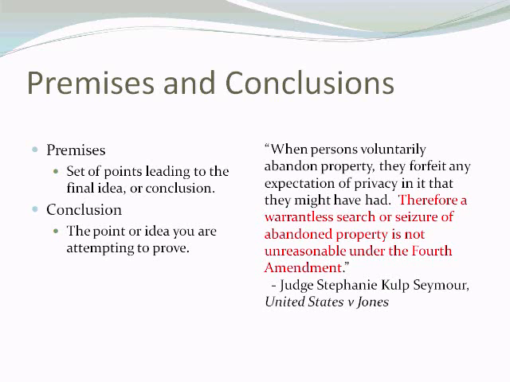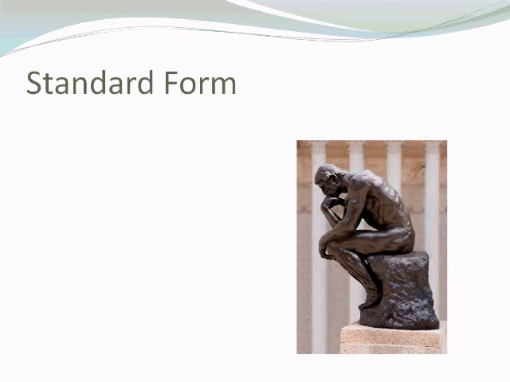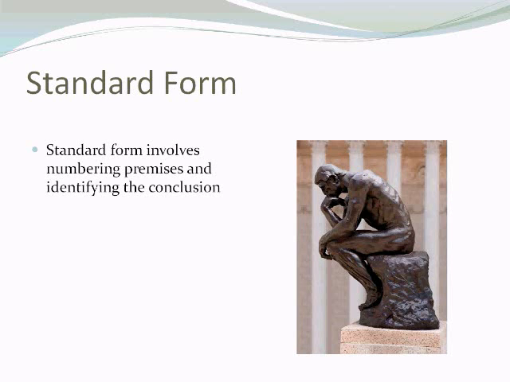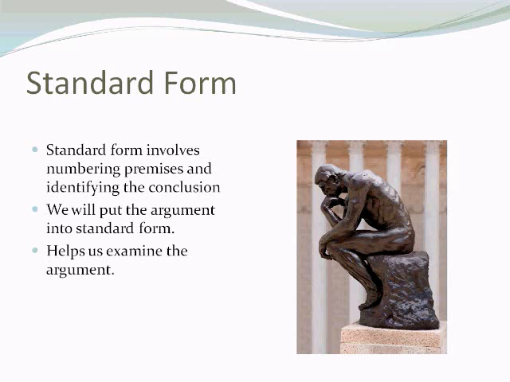Now, we'll be examining this argument, or at least a modified version of it, in more detail, as we put it into standard form. Well, what is standard form? When we put something into standard form, it involves numbering the premises, separating them all out, identifying them individually, and identifying the conclusion. We do this because it helps us examine the argument, and we're going to put the argument that we just looked at, just a modified version of it, into standard form. It helps us examine and understand the argument. It helps us determine whether the argument is sound. And we'll be discussing validity and soundness in just a moment.